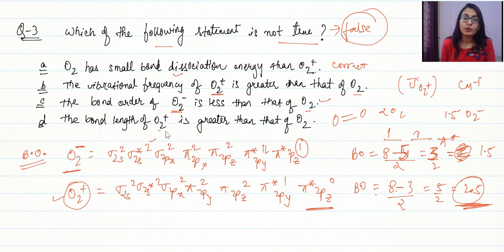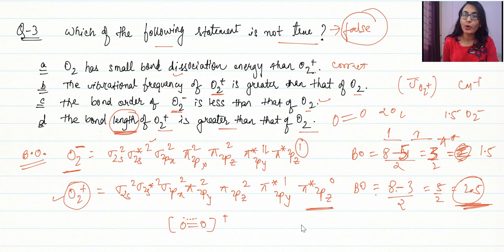So the bond order of O2 plus is greater than that of O2. Let me also see this. Alright guys, option D is asking about the bond length of O2 plus. If the bond order of O2 plus is high, for example it is 2.5 for O2 plus, then the bond length will be shorter, right?